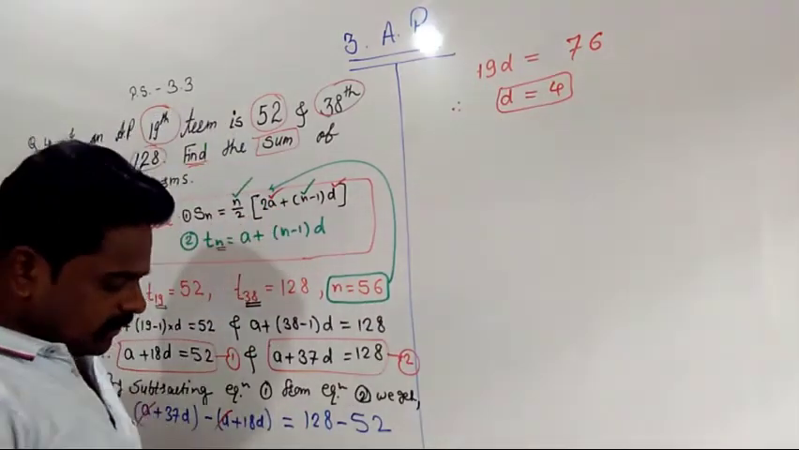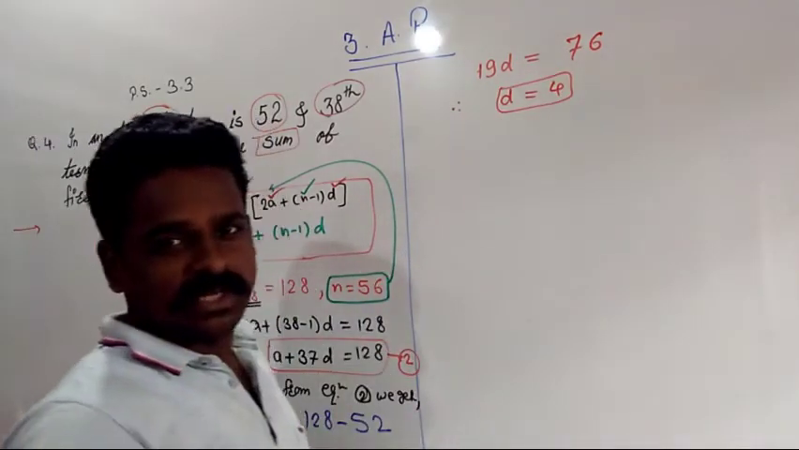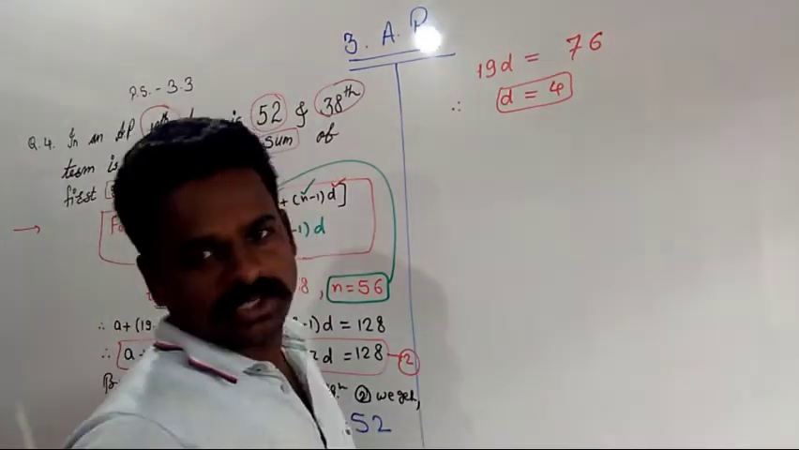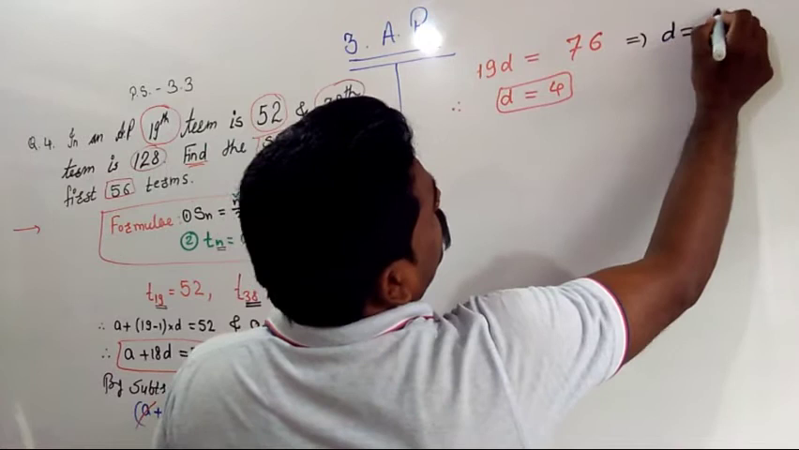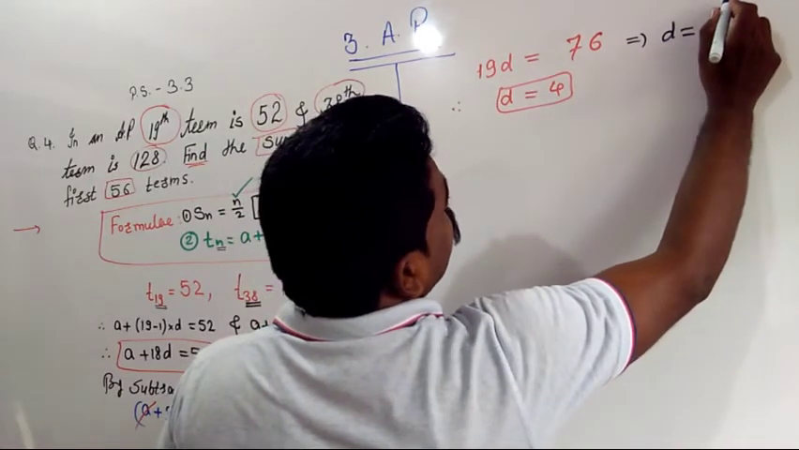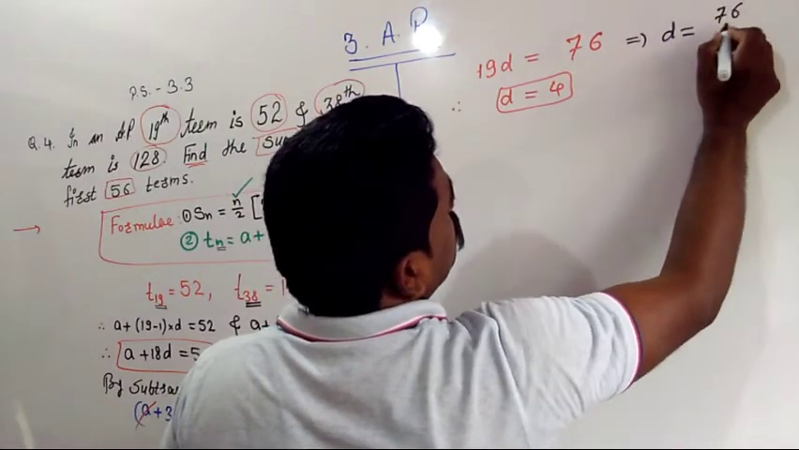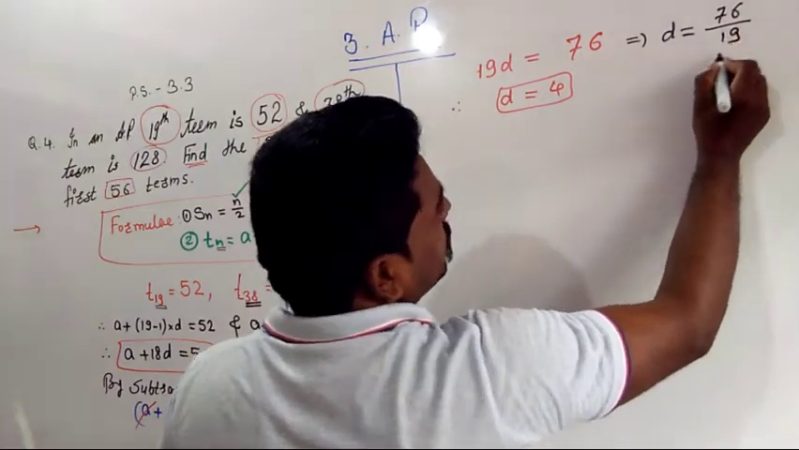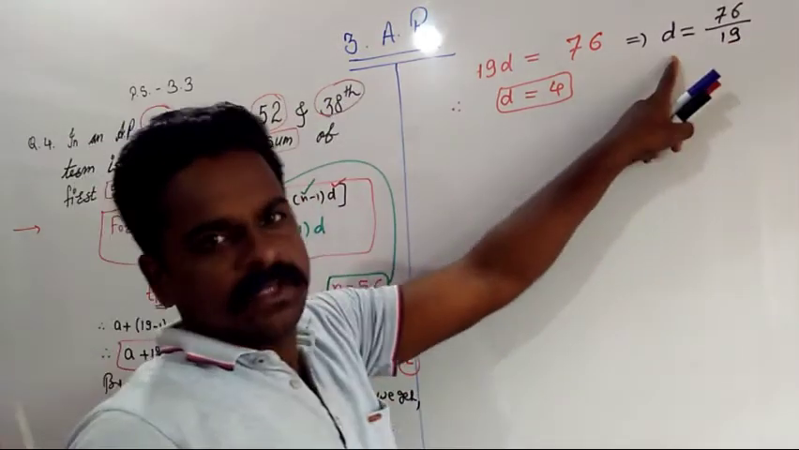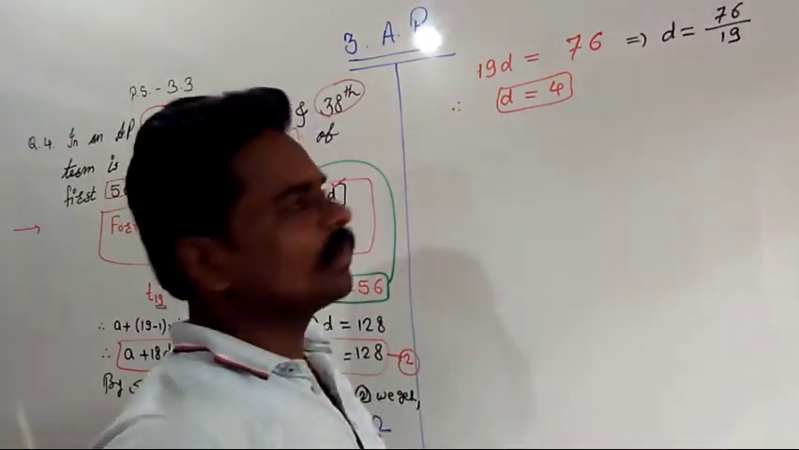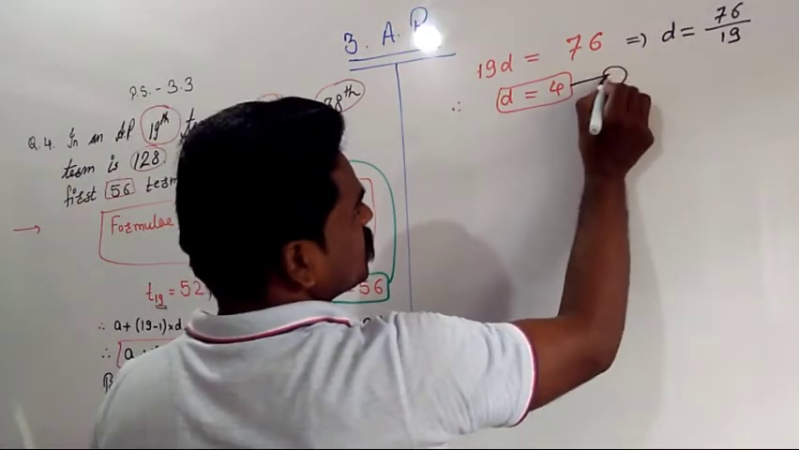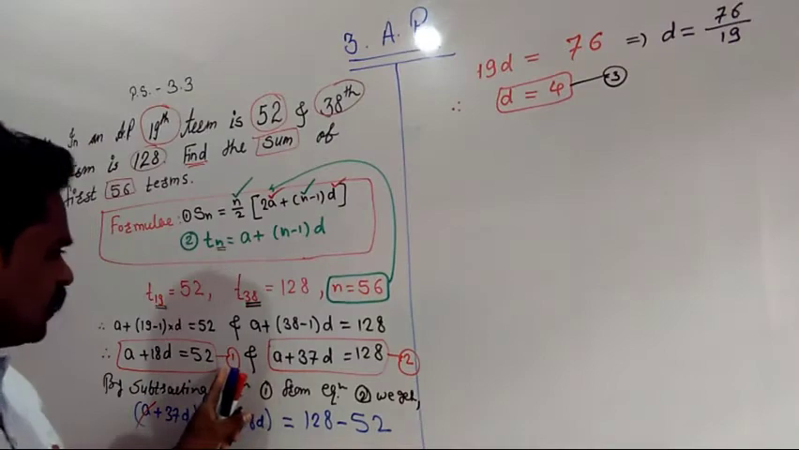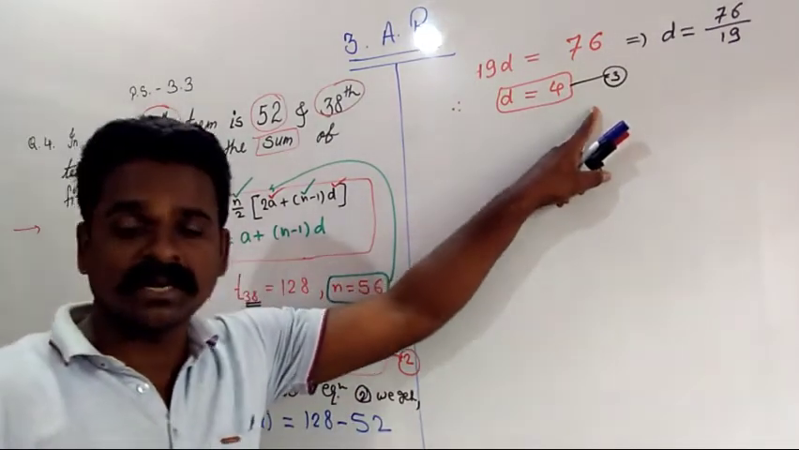How we got that? This 19 is in multiplication on the LHS, and if you transfer it to the RHS, it will become D is equal to 76 upon 19. The answer of 76 upon 19 is 4, and hence we got D is equal to 4. No problem. This is, suppose, my equation number 3. One was here, 2 was here, and this is equation number 3.